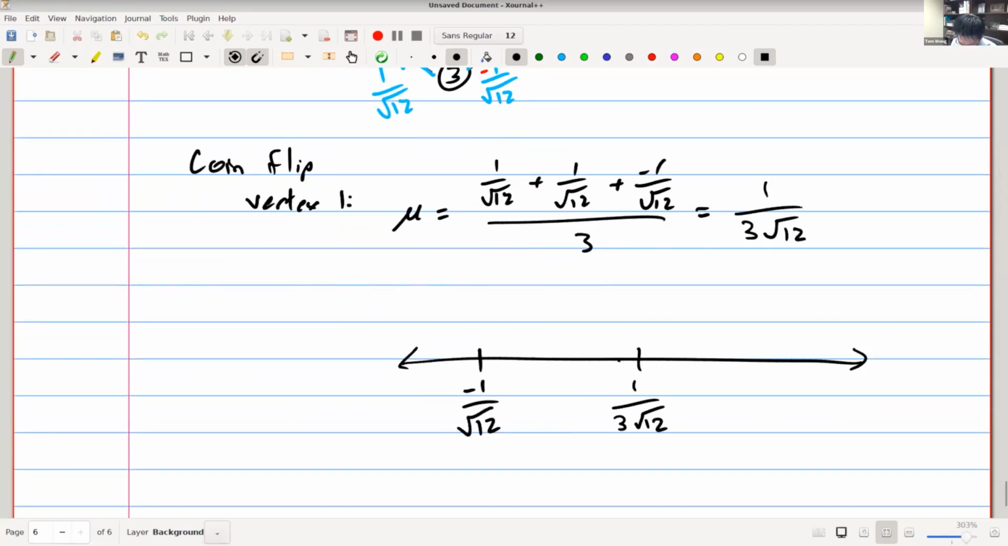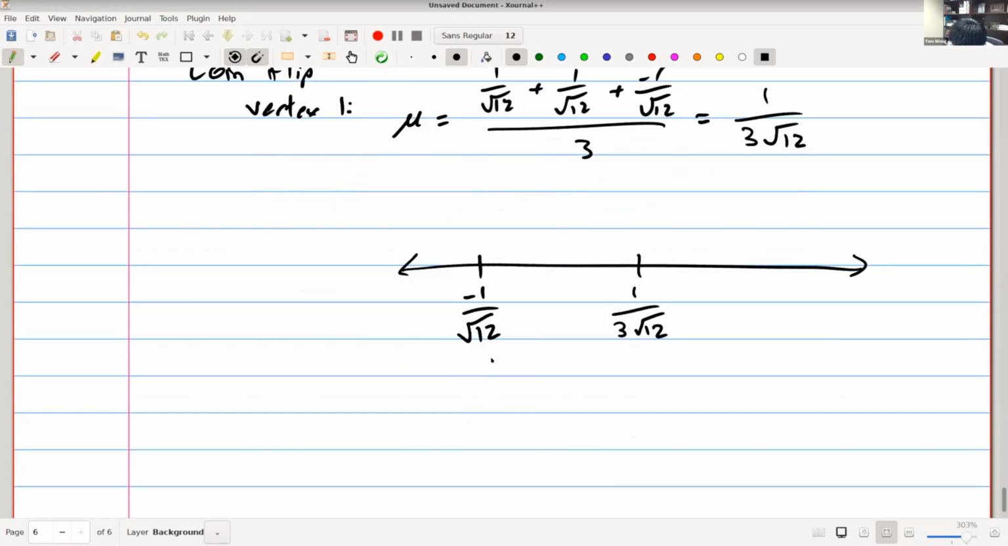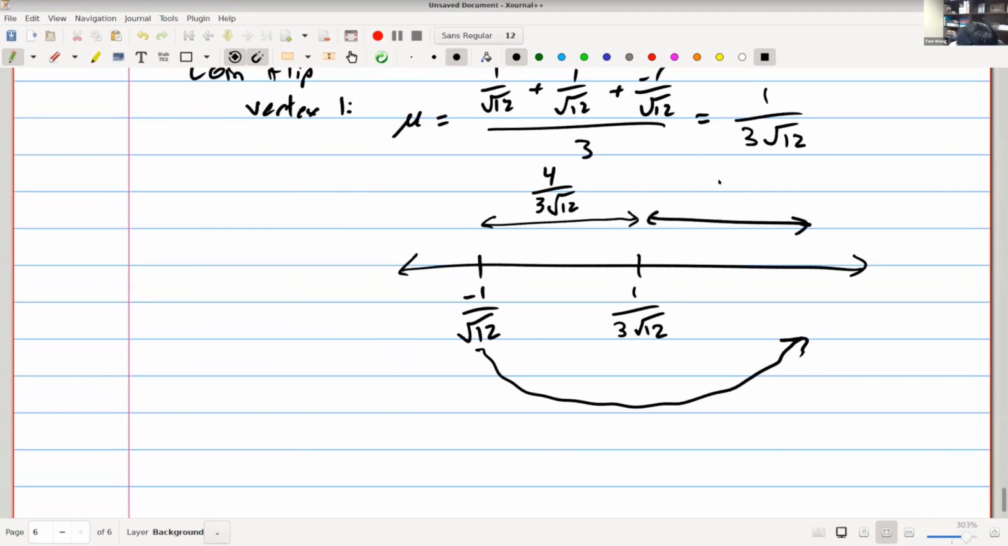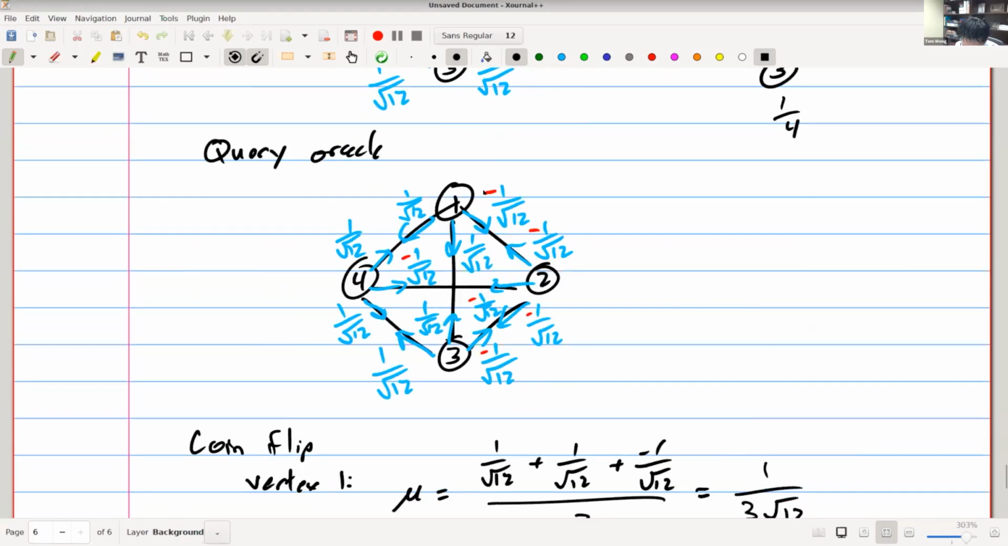What we mean by inverting is we want to take this amplitude and invert it to the other side of the average, so that it's the same distance away from the average. This distance here is 4 over 3 root 12. So we want to end up a distance of 4 over 3 root 12 to the right of the average now. If we add 4 over 3 root 12 to this, we get 5 over 3 root 12. So this amplitude becomes 5 over 3 root 12.